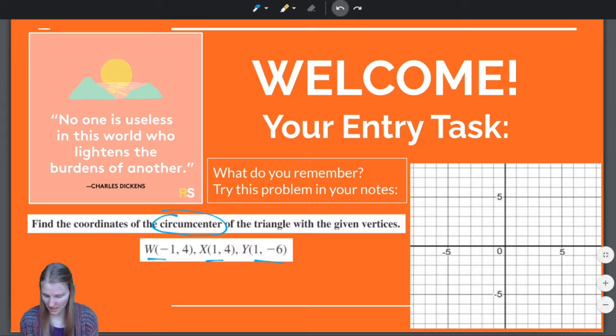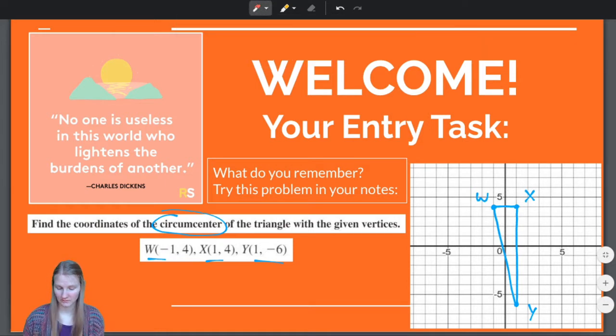So I have -1, 4 is W, 1, 4 is X, and Y is 1, -6. So our triangle looks something like this. That side was a little slanted for my taste. There we go. All right. So next, I have found the triangle. Now I need to find the circumcenter.